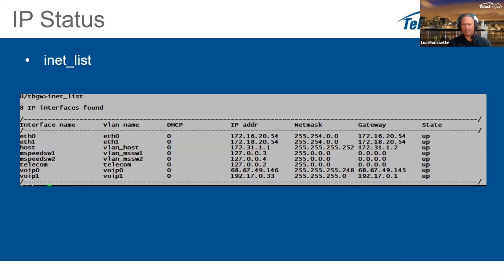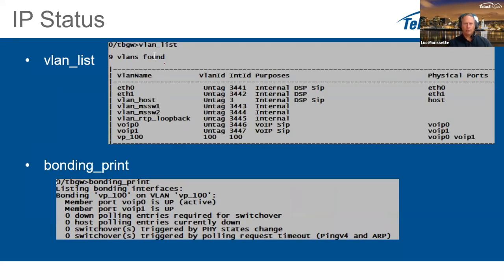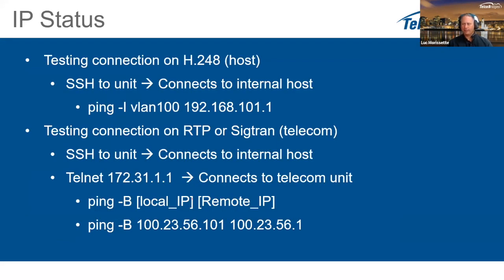You can do INET list to get IP address, net mask, and gateway information. So you also have here, instead of having it in the web portal, you can see the VLANs with the VLAN list command. Bonding print, you can also see which port is currently active and if the other port is up on each of the VLANs that were created. So we have all kinds of commands like this.